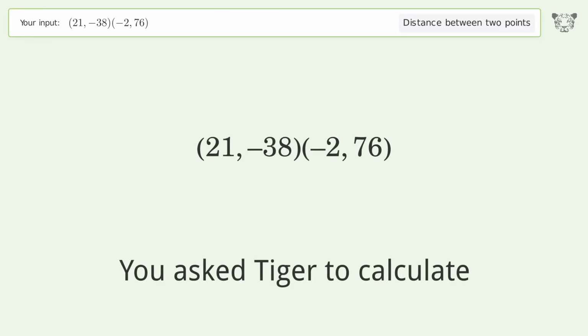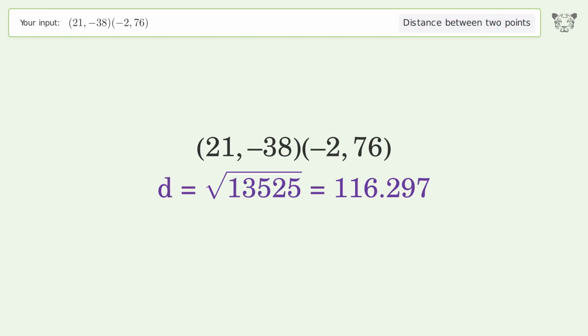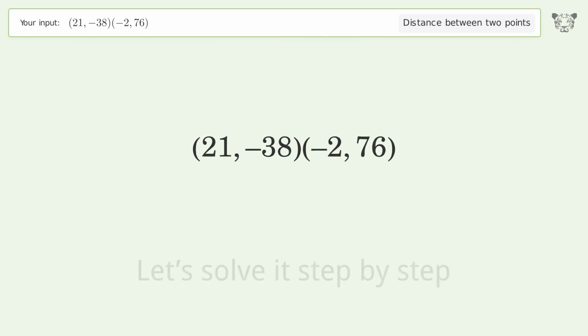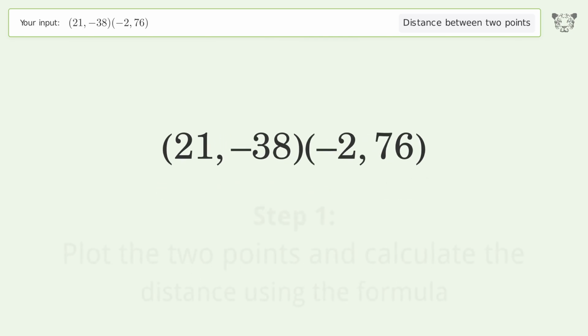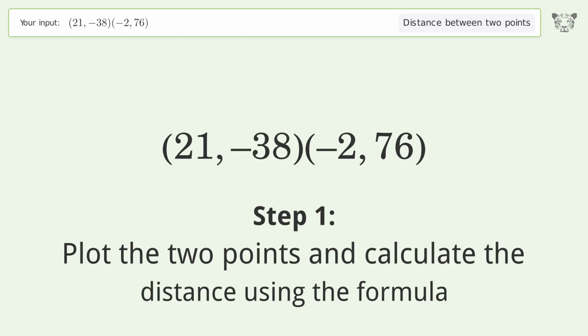You ask Tiger to calculate. This deals with the distance between 2 points. The distance between the 2 points is the square root of 13,525 or 116.297. Let's solve it step by step. Plot the 2 points and calculate the distance using the formula.